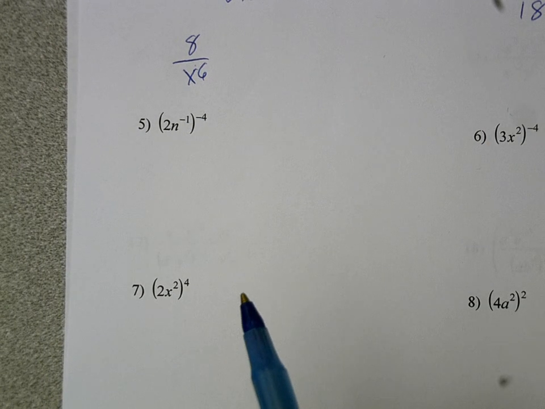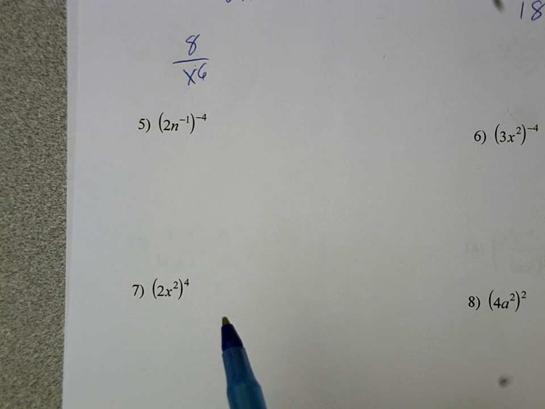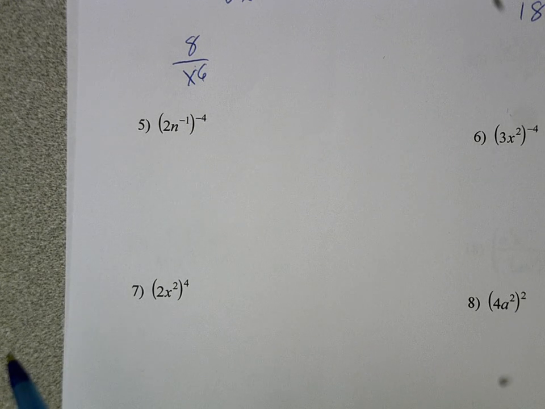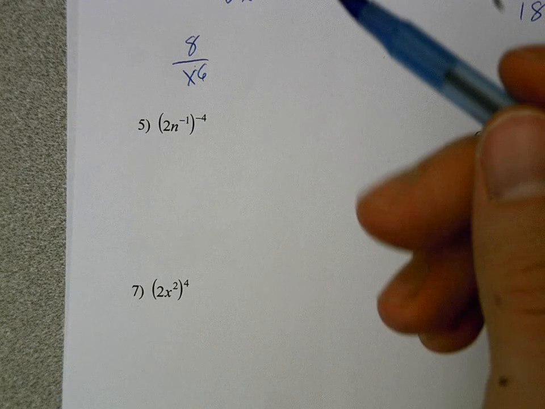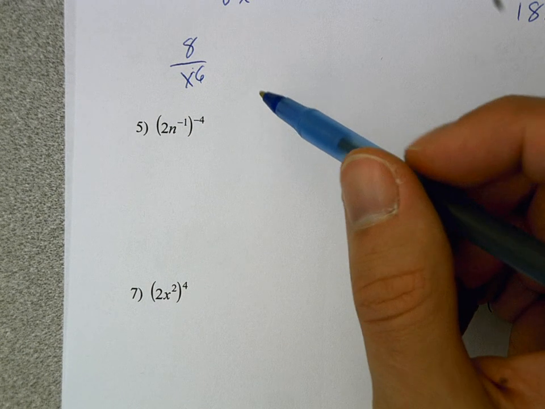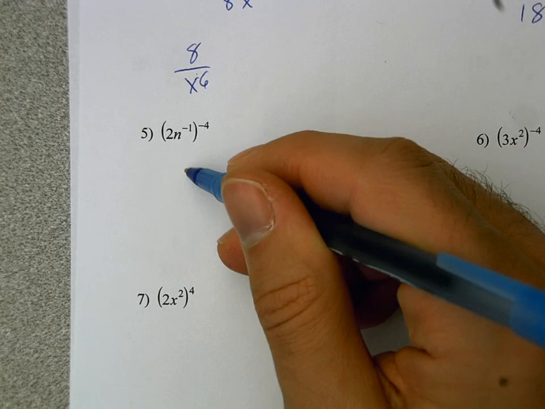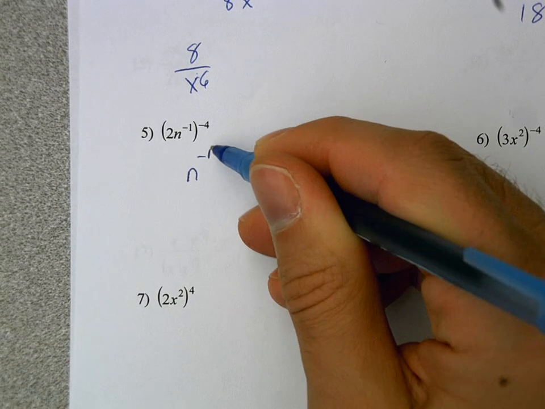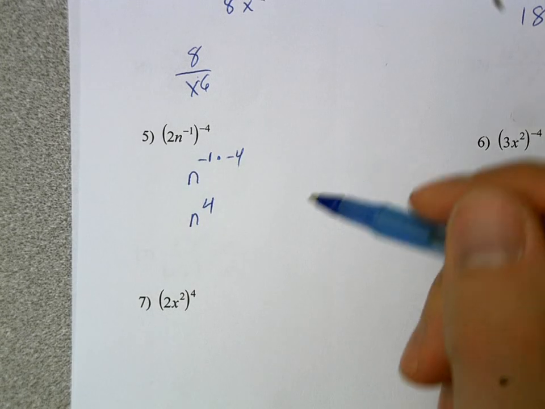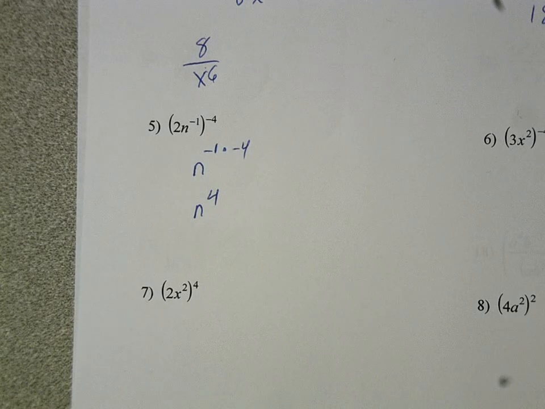Now the next one, we didn't talk a lot about these. So let's see if we can work it through. Does anyone have a guess about what to do with this one? Or even part of it? Multiply the exponents. So what does that look like? You're right. All right, so the n is going to be negative 1 times negative 4, which makes it n to the 4th power. But what about the 2?